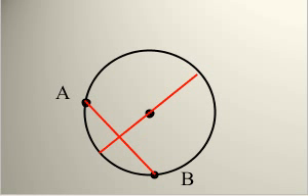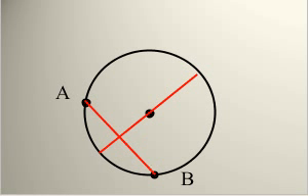And chord property number 2 states that if you have a chord AB and then you have a line that joins the middle of the circle to the center or midpoint of the chord here, then what do you know about this angle here? And if you said it's a 90-degree angle, you're correct.